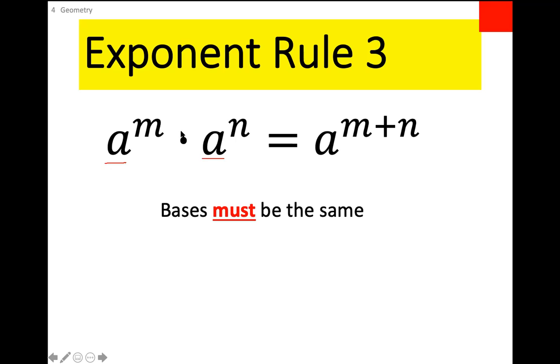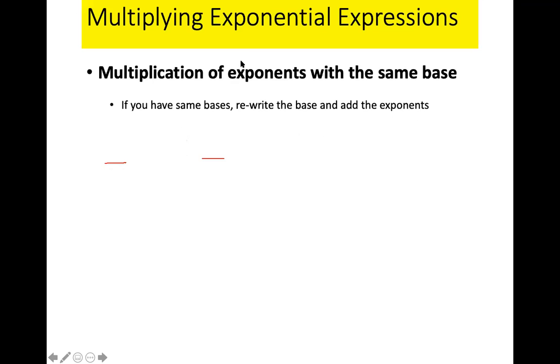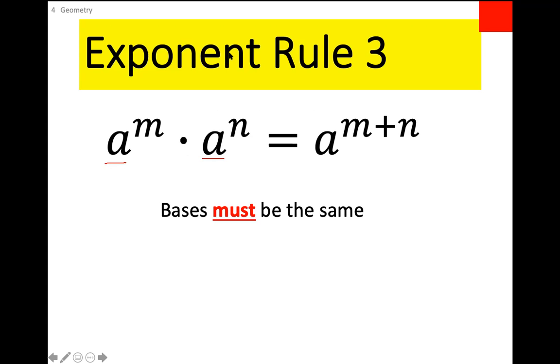But when the bases are the same and you are multiplying, then all you do is rewrite the base. I did it again. Why is it being mean to me today? Rewrite the base and add the exponents. But you got to make sure the bases are the same. You got to make sure the bases are the same.